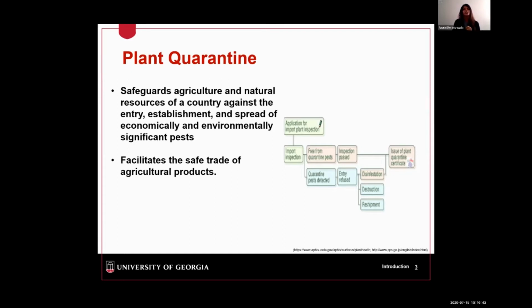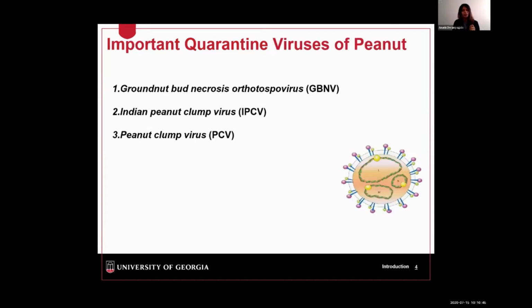trade of agricultural products. I work on 3 plant quarantine viruses: Groundnut bud necrosis Orthotospovirus, Indian peanut clump virus, and peanut clump virus. I would like to discuss a few facts of these viruses which make them important quarantine pathogens. I will start with GBNV.